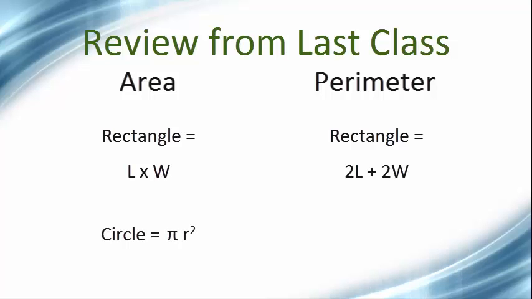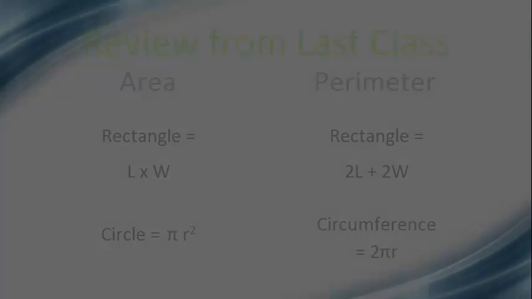Now for a circle, the area is pi times r squared. R is the radius, whereas the circumference is 2 times pi times r, which is the radius, 2 pi r. Now, we're going to get a first-hand look at how we can find circles in the real world.